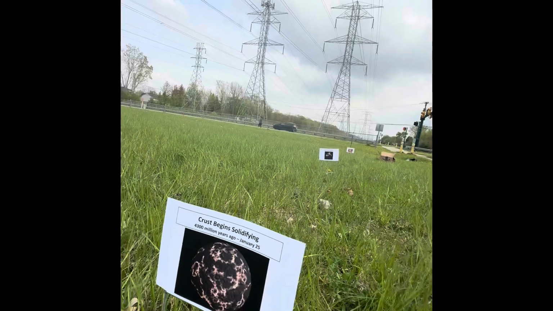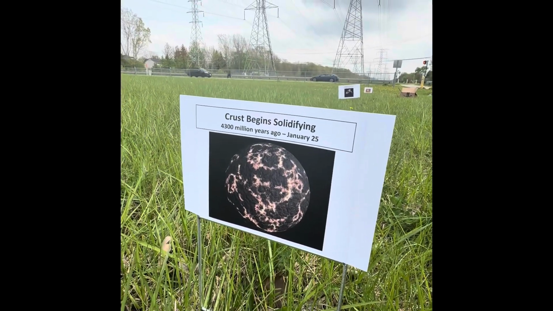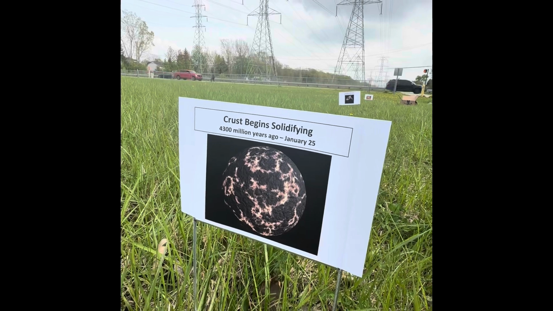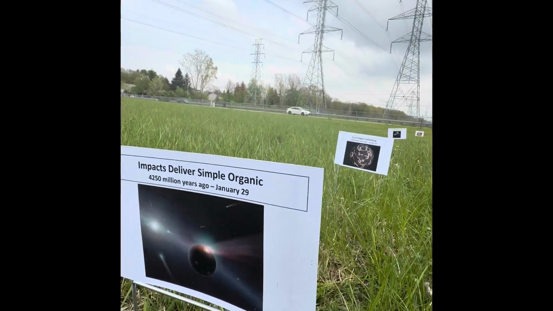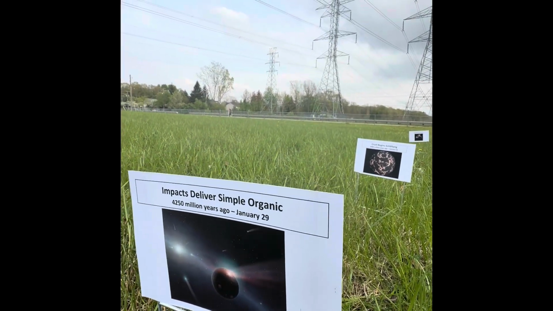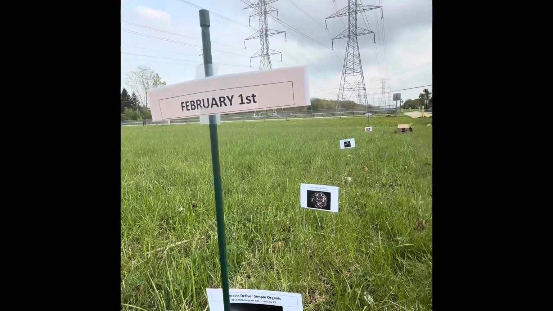All right, now if we just keep moving a little further, up next we've got the solidifying of our crust happening on January 25th. That's 4,300 million years ago. And just like that, one more event left, and that's impacts delivering simple organics on January 29th. And here we are already in February. We've already covered about 400 million years on our cosmic calendar in the first month of this.